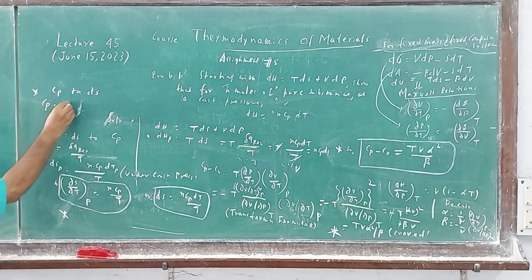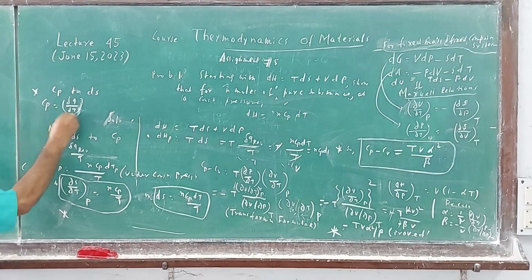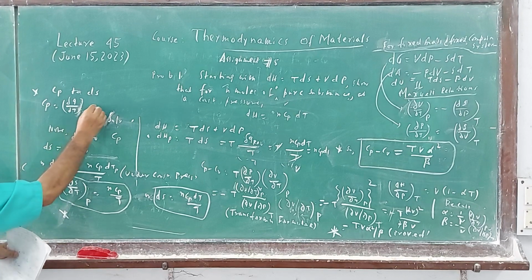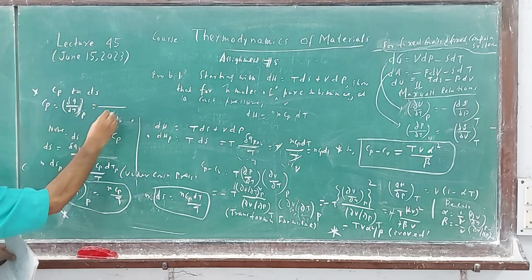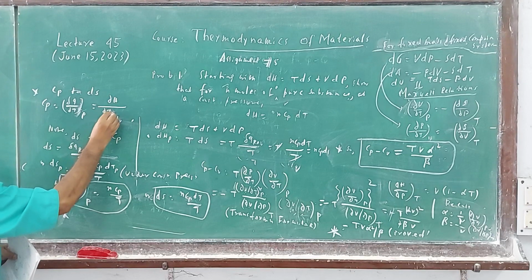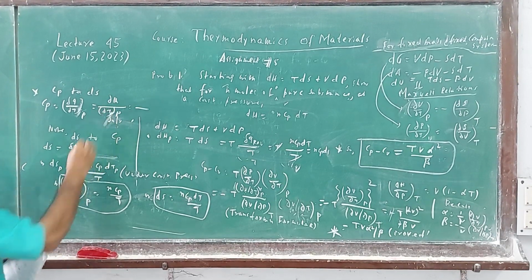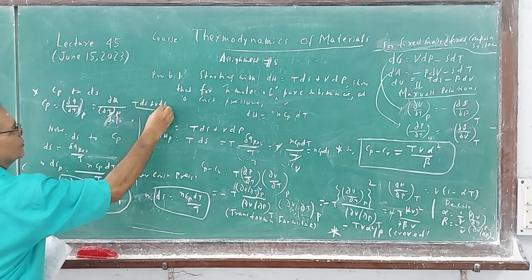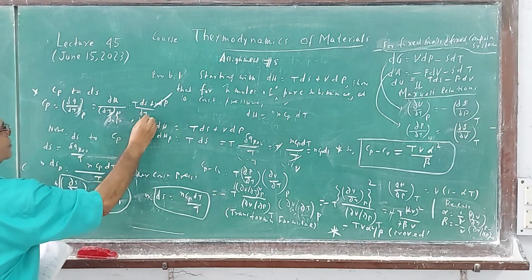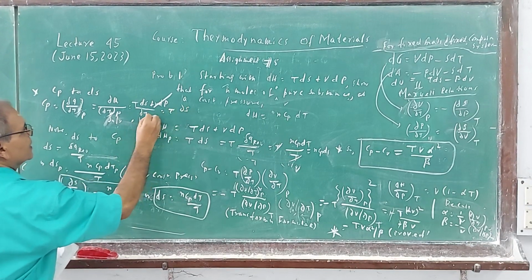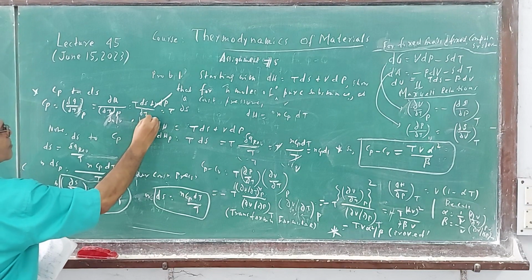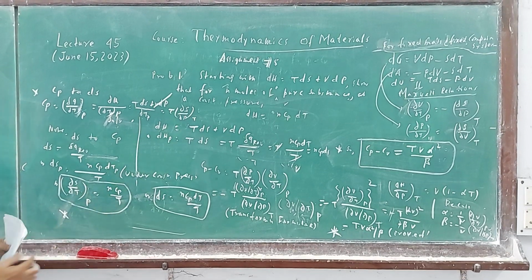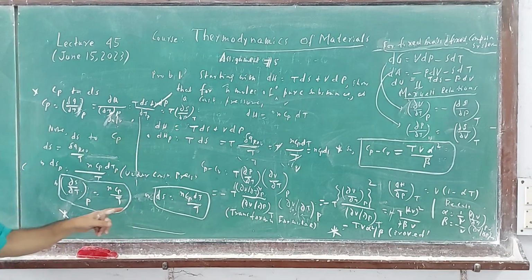Start from first principle. delQ by delT at constant pressure. Delq is what? delH by delT at constant pressure. delH under constant pressure is what? TdS plus VdP, where VdP is out, by delT. So you get T delS. So dH by dT at constant pressure is T delS, also at constant pressure. So you see, you get the same result. Cp is T delS by delT at constant pressure.